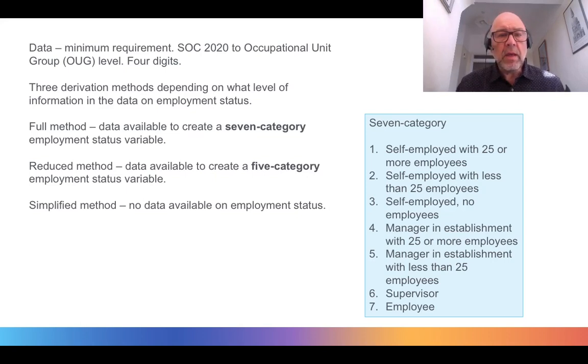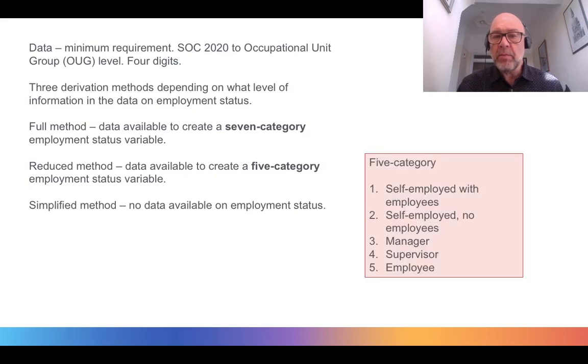So if you don't have enough data to create a 7-category version, the one you're less likely to have is the number of employees within the workplace, and this is particularly so for registration data, official registration data such as birth registration, marriage, death registration data. So as part of the original process, we had to create a reduced method of derivation that only used a 5-category employment status variable. So it was missing the number of employees or number of employees within the establishment.